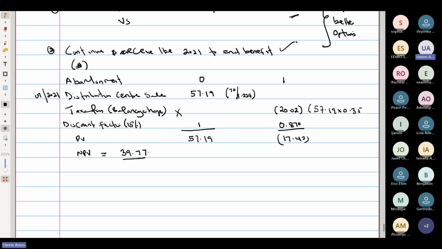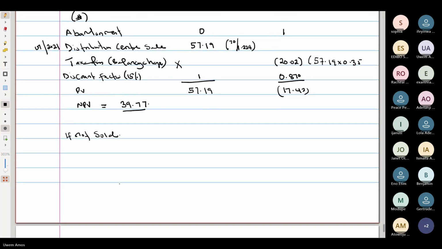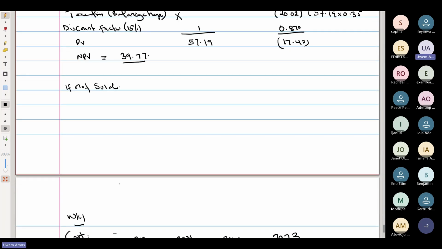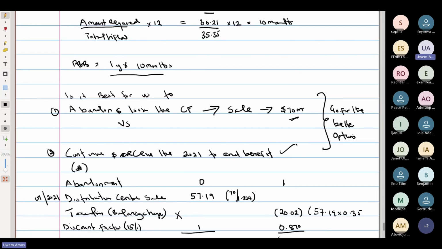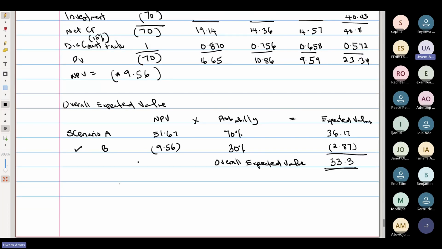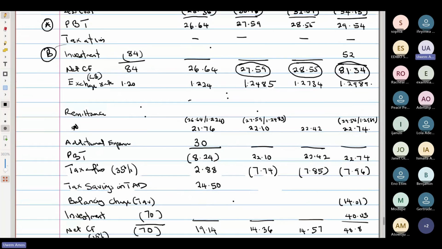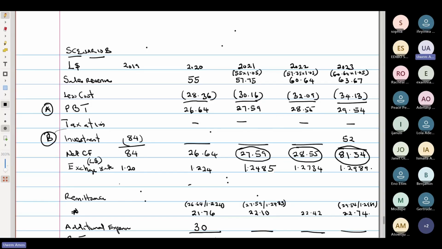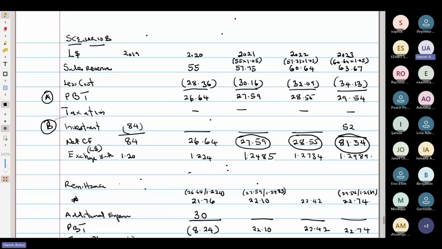So what if we don't abandon? If we don't abandon, we will continue to enjoy all those projected inflows that we had before. So if not sold or abandoned, what will we get? Let's go to our scenario B because that's what we're focused on. If not sold or abandoned, we will enjoy all the benefits.